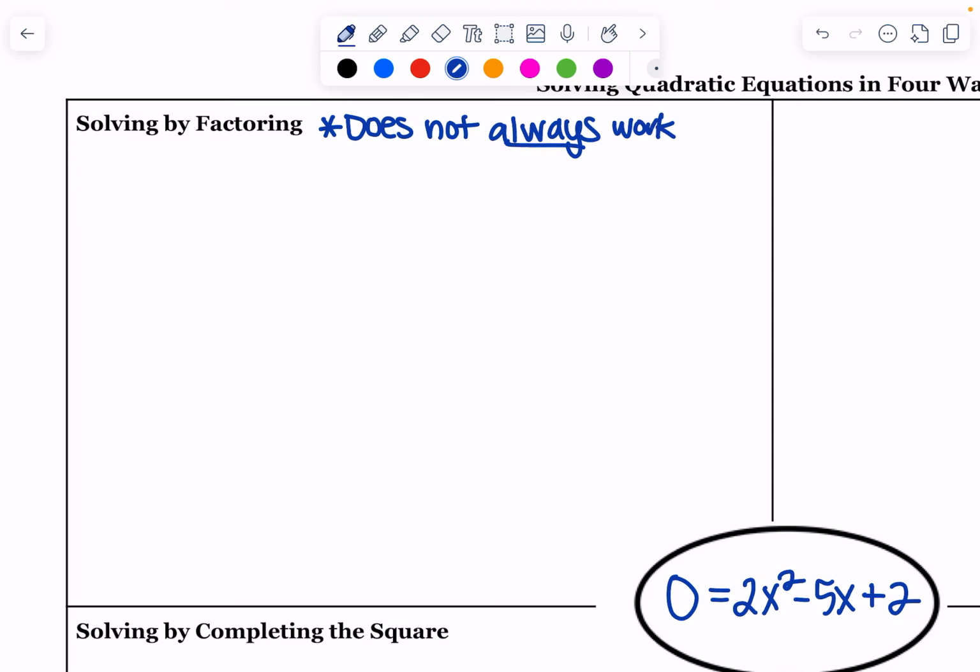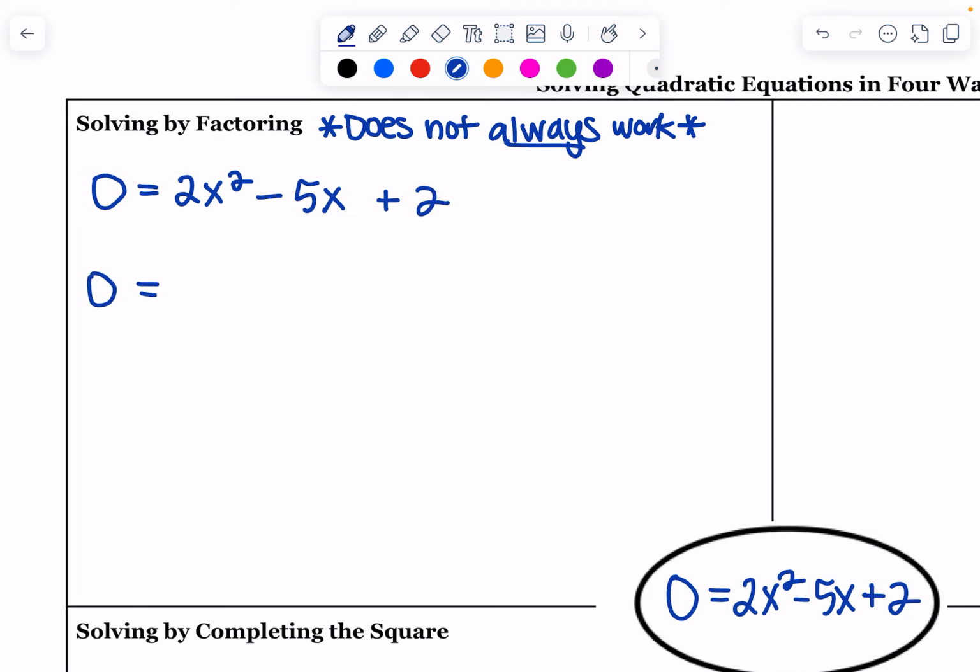It is the quickest method when you are good at factoring. The more you do it, the quicker you'll be. But again, it does not always work. So we're going to start by copying over our equation: 0 equals 2x squared minus 5x plus 2.